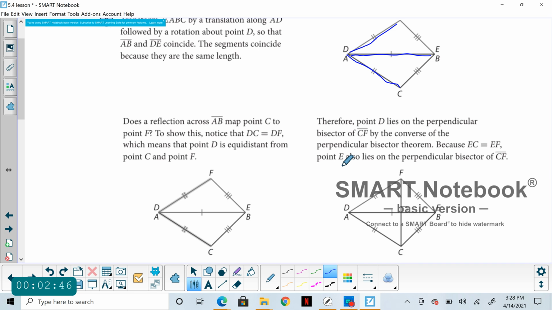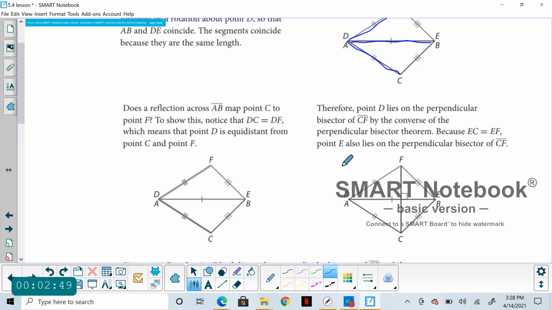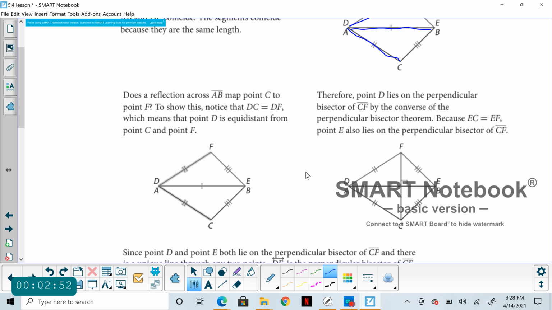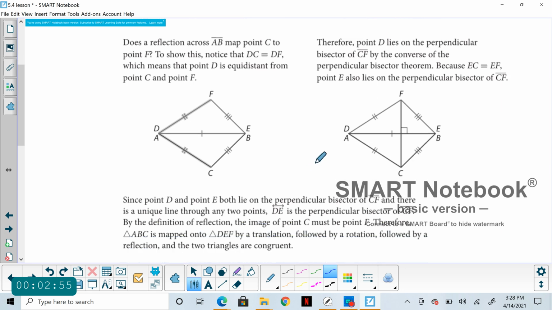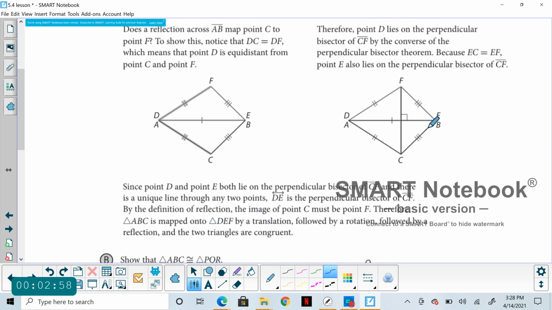Then point D lies on the perpendicular bisector of CF by the converse of the perpendicular bisector theorem, because EC, this side, is equal to EF, this side. The point E also lies on the perpendicular bisector of CF. So point D is here, lies on the perpendicular bisector of CF, and point E also lies on the bisector right here.